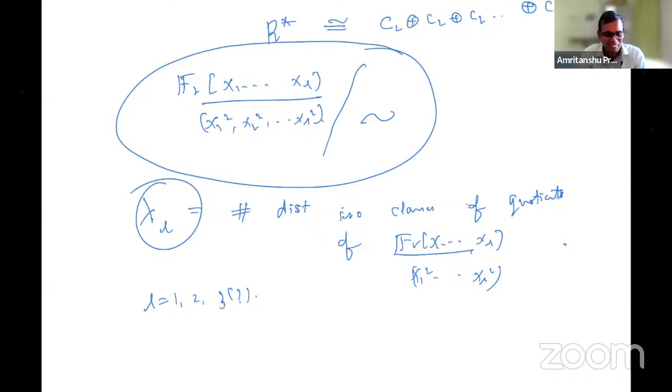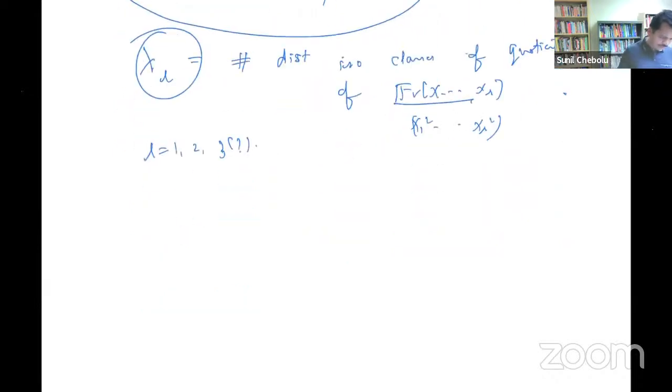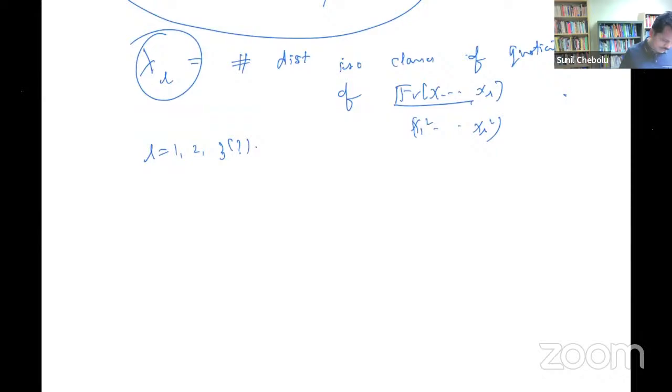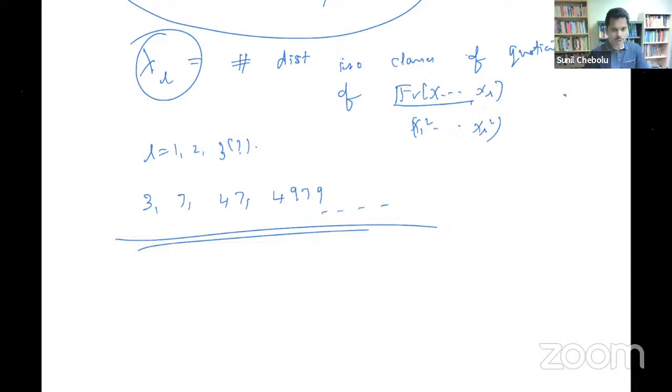So what is the answer for L equals 2? Oh boy, I don't remember. Never mind, it's okay. No, I should look it up. I don't think he gave me the answer for L equals 2. And I think using GAP, the answers we got were 3, 7, 47, 4,979, and then something like that. So this is some wild sequence. We don't understand this very well.